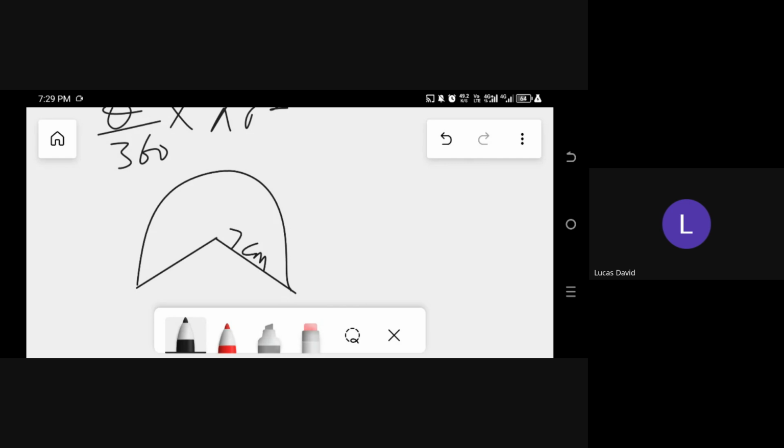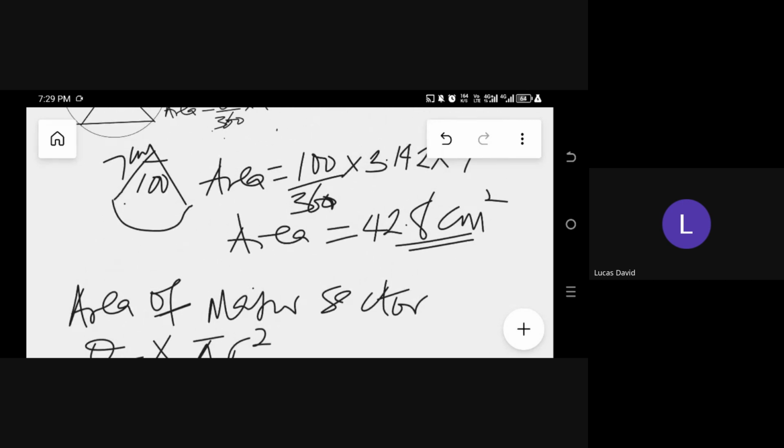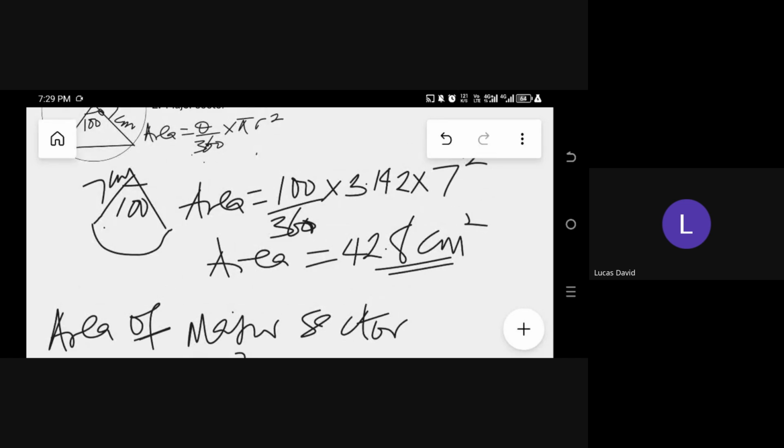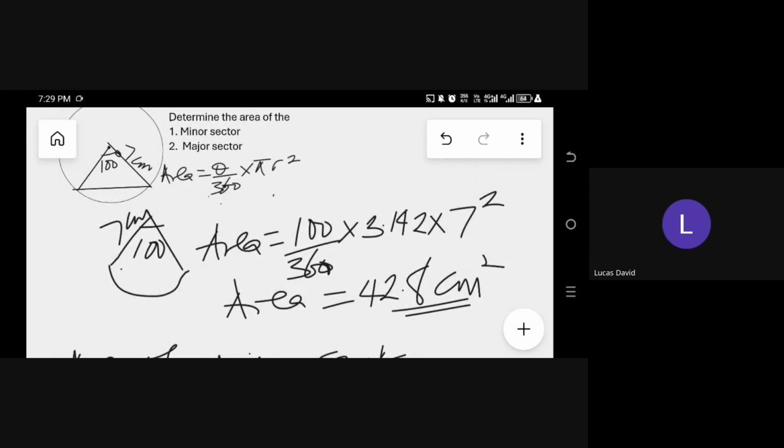But we do not have an angle for the major sector. We're supposed to have an angle for the major sector. You can't use this 100 degrees here. For the major sector, that 100 degrees obviously belongs to the minor sector. It is the angle subtended by the chord at the center of the circle. So please don't answer randomly. I would be directing the question to individuals.